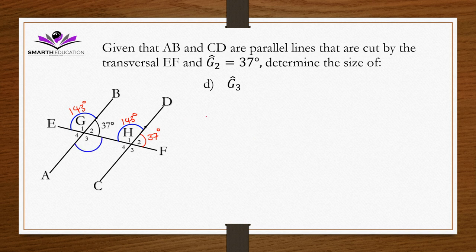Because these two angles are what? Angle G1 is equal to angle G3. Why are they equal? Because these are vertically opposite angles. Okay? And then therefore we can say, therefore angle G3 is equal to 143 degrees.